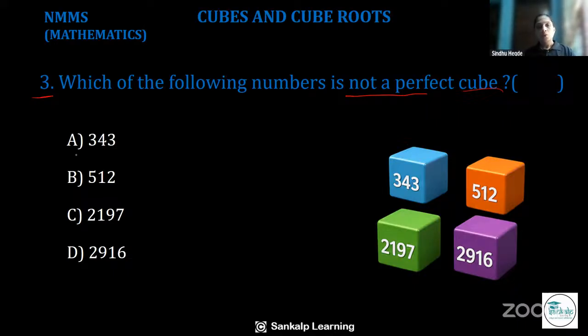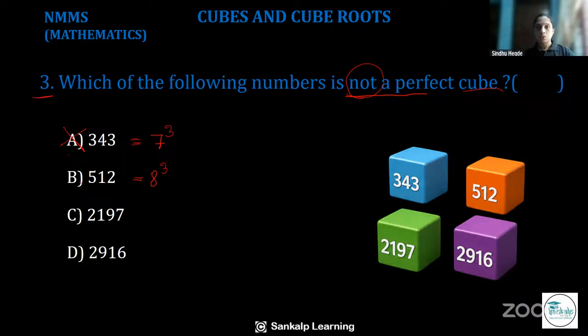Let me see. Option A, 343. Actually, this is a perfect cube. This is the perfect cube of 7. 7 cube is equal to 343. 7 sevens are 49, 49 into 7 is equal to 343. So this is a perfect cube. Here they ask not a perfect cube. So option A is wrong.